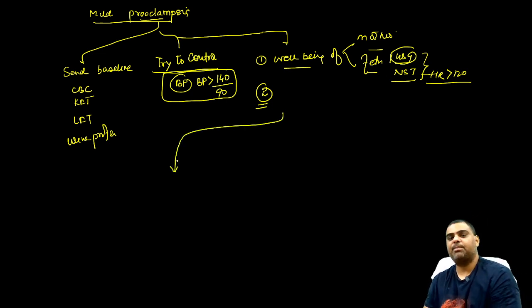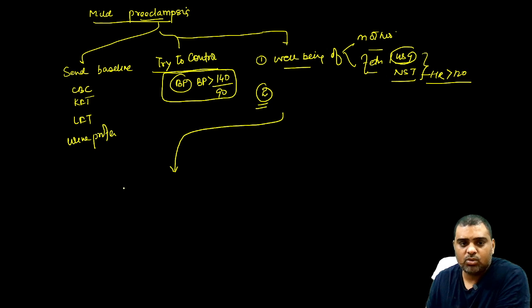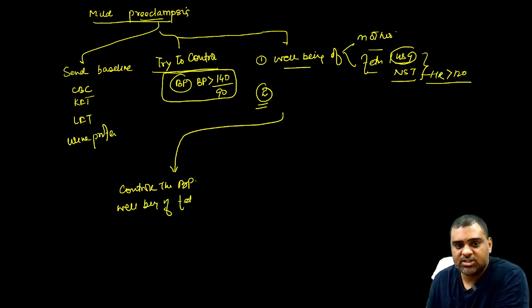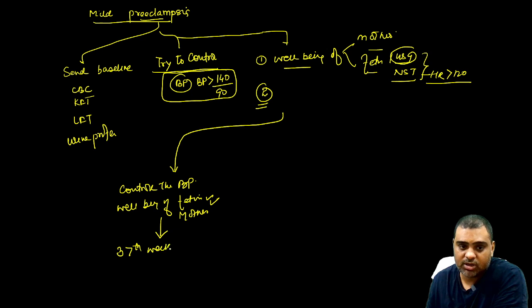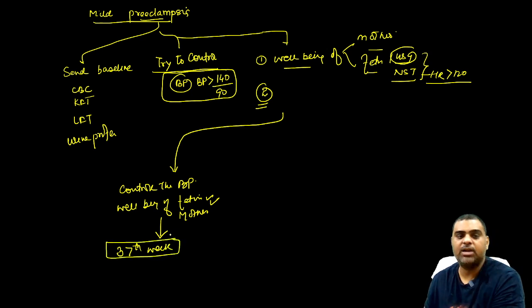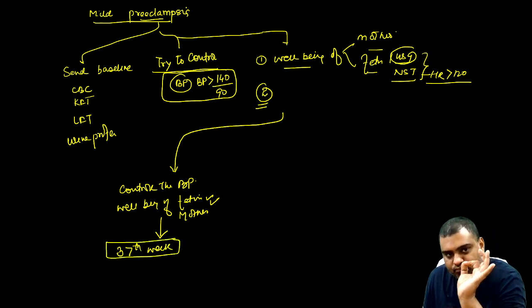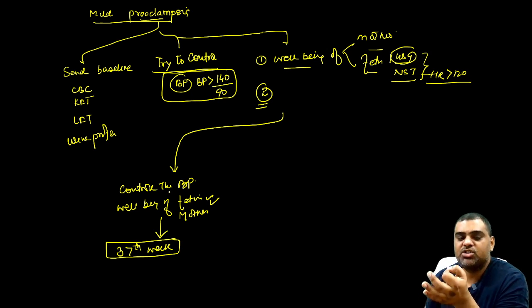Now, if you are able to control the BP, and the well-being of fetus and mother is ensured, then you will deliver this at the 37th week. This is very important. So in mild eclampsia, the best time for delivery is 37 weeks.